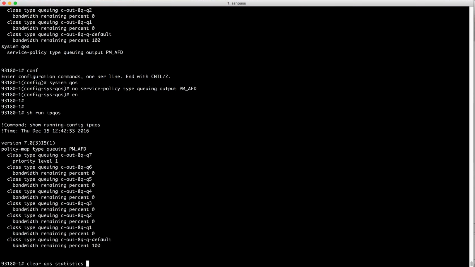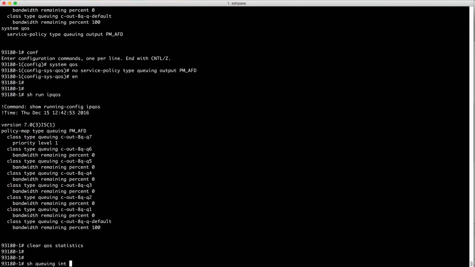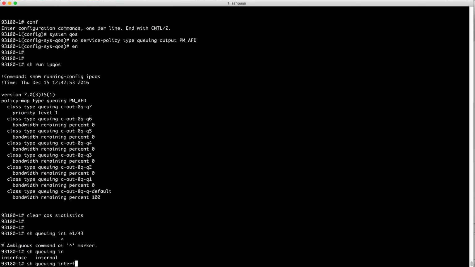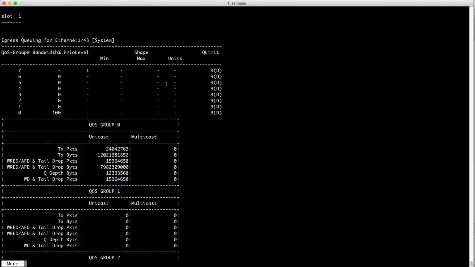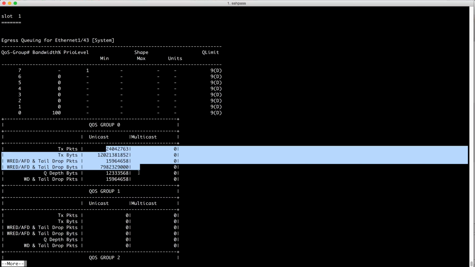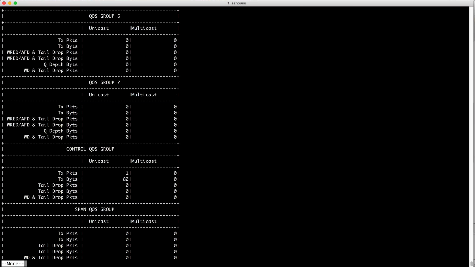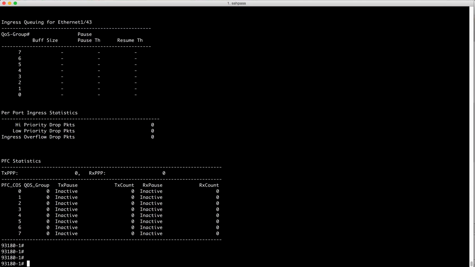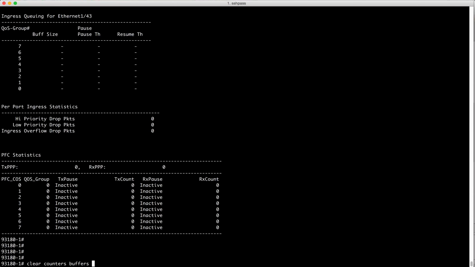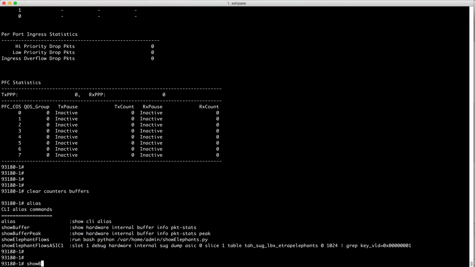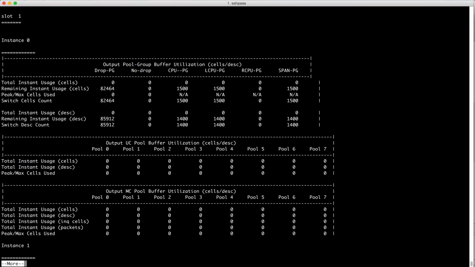We're going to clear the QS statistics and look at the queuing information for the downlink. What we see here is the default group is QS group 0, and so we see all packets going there, and all drops happen in QS group 0, which is fine. This is expected. We're going to clear the counters for the buffers, and I have defined a CLI, show buffer, that essentially does the show hardware internal buffer command. So let's take a look at the buffers.